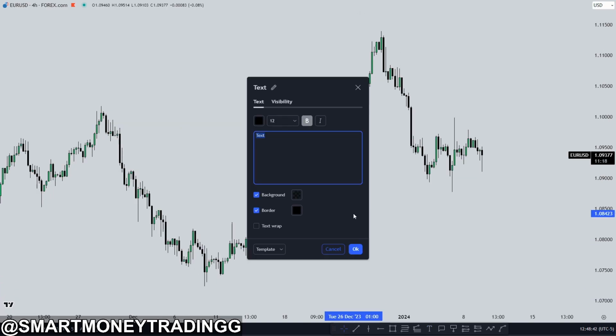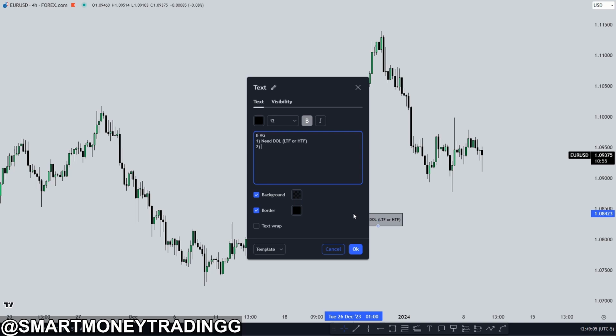So the first thing you need for the inversion fair value gap model is a draw on liquidity. That's first and foremost. You can't just simply trade every inversion fair value gap model without having a draw on liquidity. It can be a lower time frame one or a higher time frame one. It doesn't matter what draw on liquidity you have, as long as you have a draw. That is by far the first thing you need whenever you're trading this model.